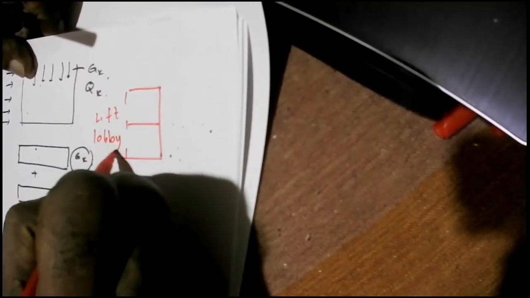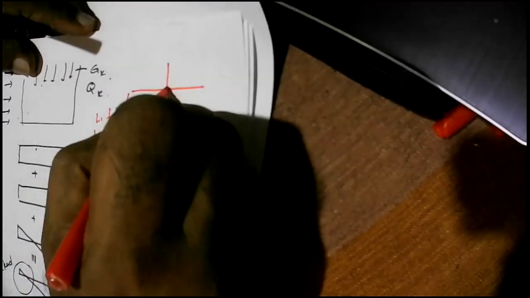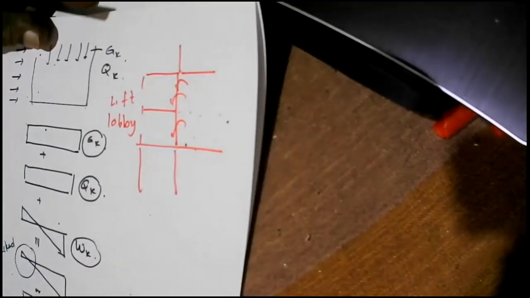So this is the lift core. So here you get the lift lobby. So on this side you get other slabs. So if you are having all these other slabs that are transferring the load onto this, and finally to all the main elements, then you will find we can increase the value of GK, and also we can increase the value of QK.